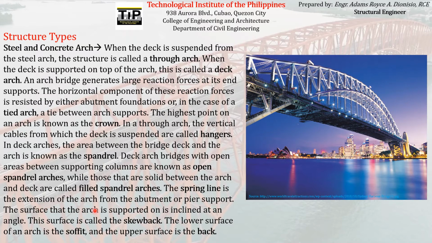The surface that the arch is supported on is inclined at an angle. This surface is called the skew back. The lower surface of an arch is the soffit. So if this is the arch, the lower surface, which is this, is called the soffit, and the upper surface, which is this, is called the back. Those are just some of the major parts of an arch bridge.